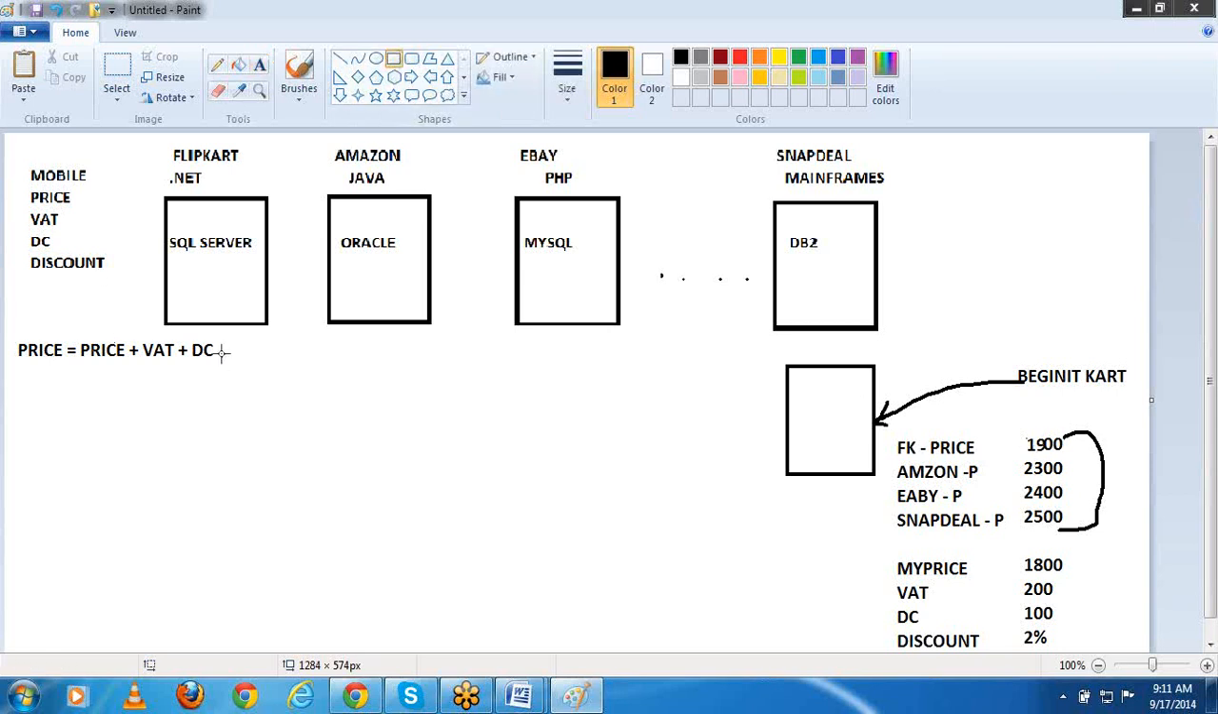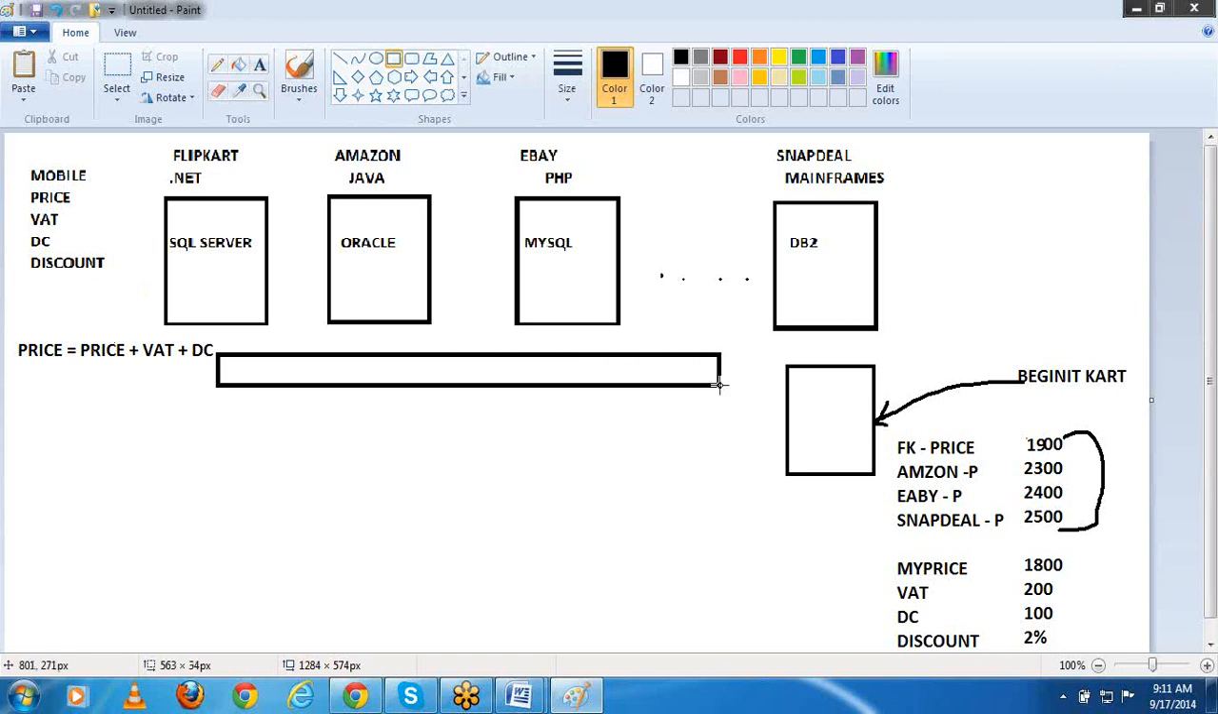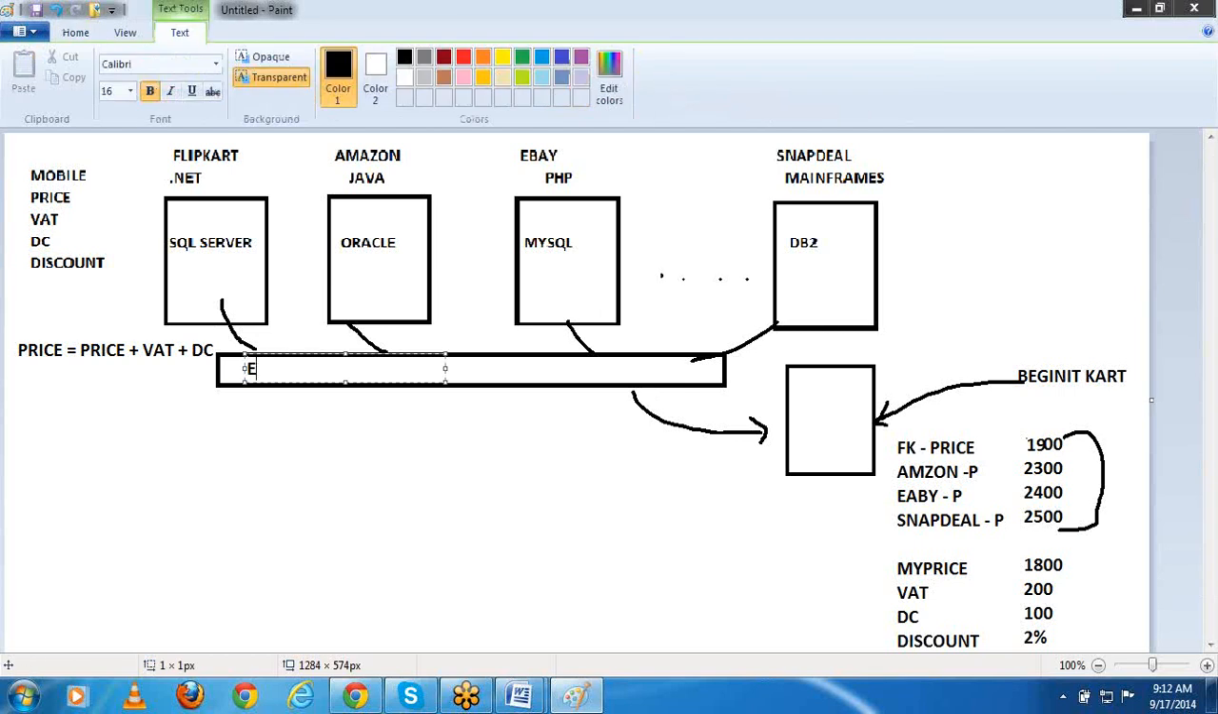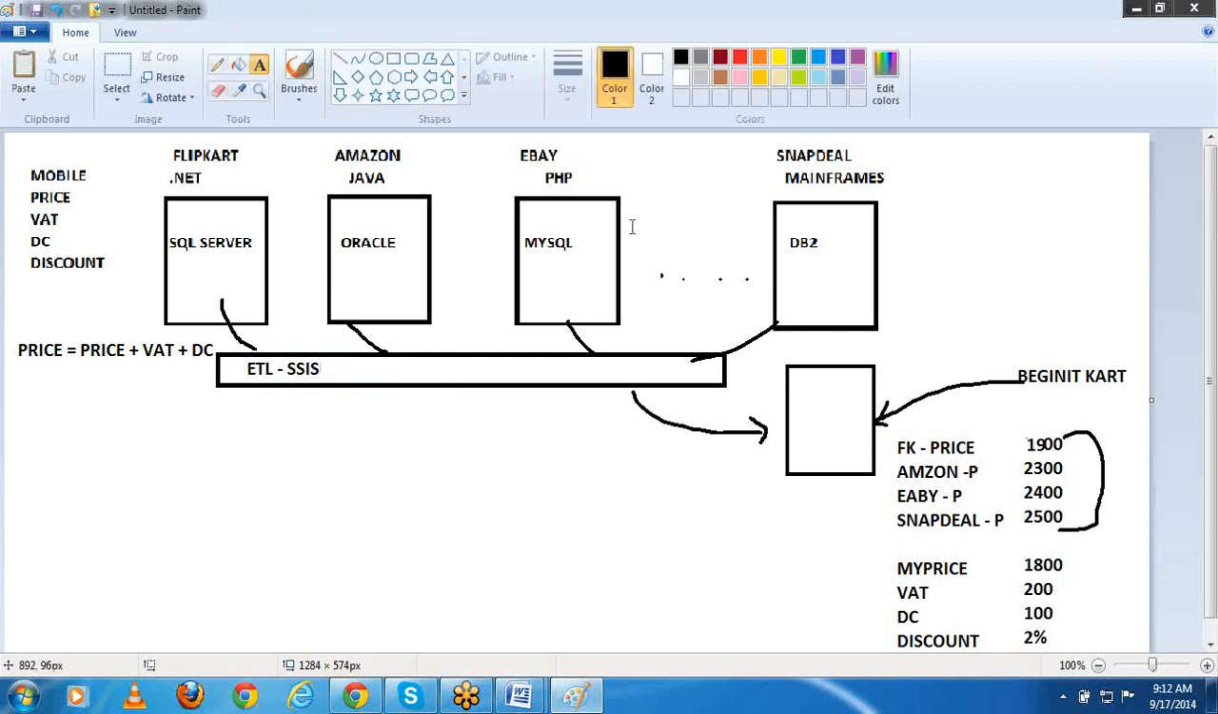Now my job is to pull data from here, from here, from here, from here, and load data to here. I am extracting data from these sources and loading it here. That's why what I need here is an ETL tool. ETL stands for extract, transform, load. Here SSIS will take care of it: extraction from the data sources, the transformation logic I applied, and loading into my place. This ETL tool, SSIS, is sitting there and playing that role.